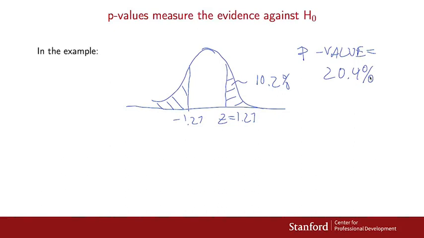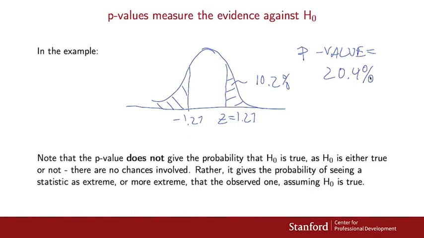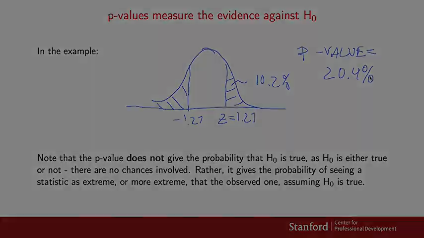And so remember the interpretation of the p-value. If the coin is fair, then there's a 20.4% chance to get such an extreme outcome. So in other words, that's actually not very surprising, and that means there's not enough evidence to reject the null hypothesis. But keep in mind that the p-value does not give the probability that the null hypothesis is true. That's because the null hypothesis is either true or not, and there are no chances involved in that one. Rather, what the p-value does is it gives the probability of seeing a statistic which is as extreme or even more extreme than the one you observe, under the assumption that the null hypothesis is true.